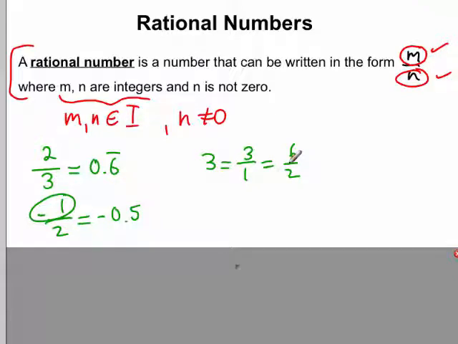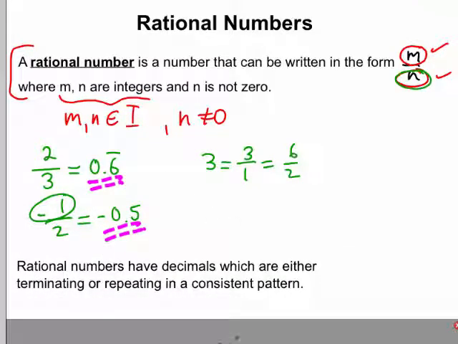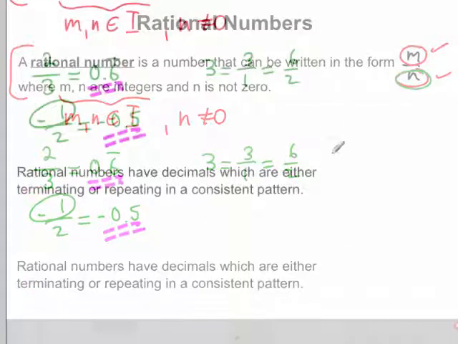And we can go on and on. Any two integers divided, as long as the bottom one isn't 0, is a rational number. Now, I've just shown you 3 examples here, but the thing about rational numbers is that their decimals work out nicely. And by that, I mean the decimals either terminate, they stop, or they repeat in a consistent pattern. That's a characteristic of rational numbers.